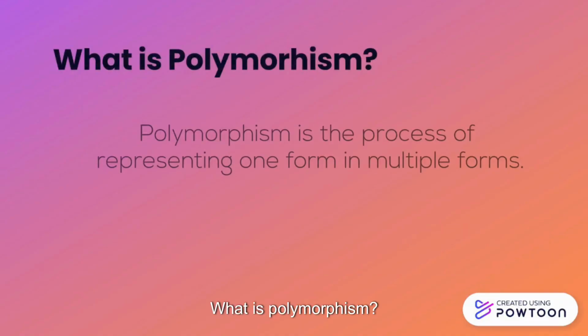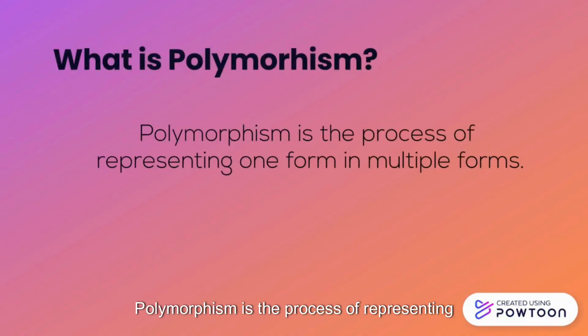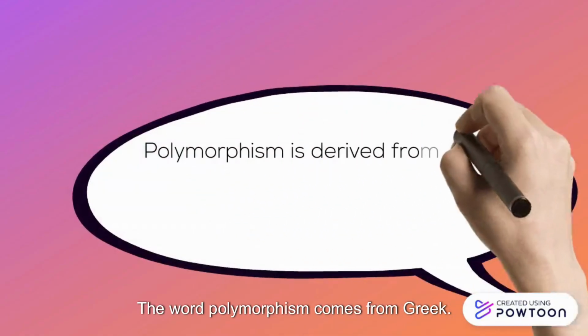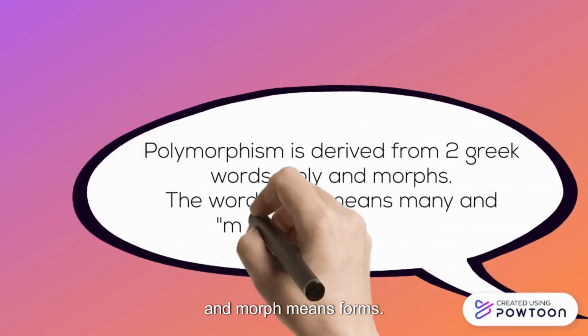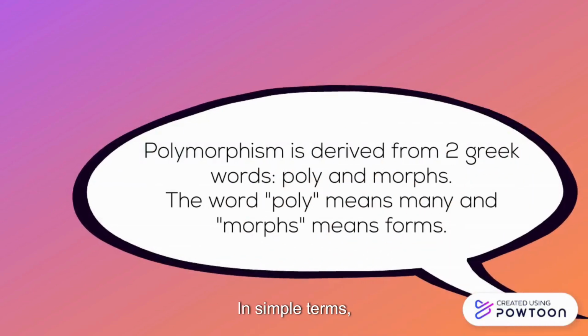What is polymorphism? Polymorphism is the process of representing one form in multiple forms. The word polymorphism comes from Greek. Poly means many, and morph means forms. In simple terms, polymorphism allows one object to take many forms. It means we can use the same method name, but it behaves differently for different objects.